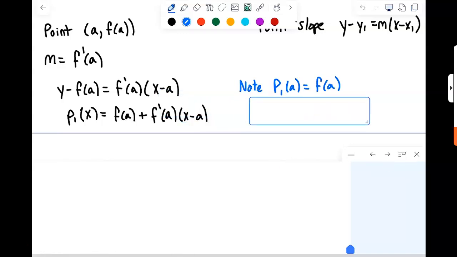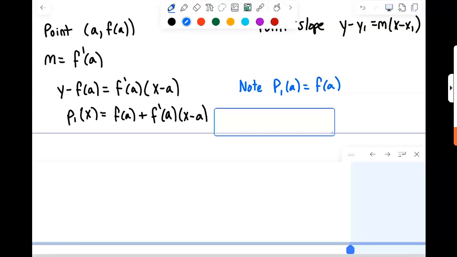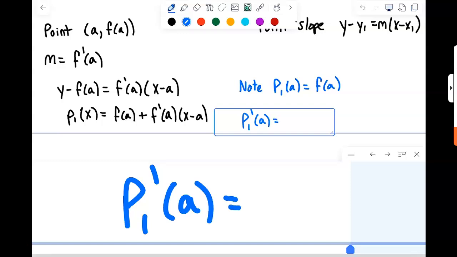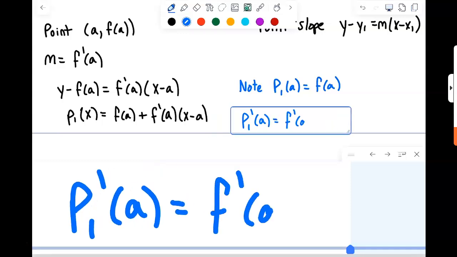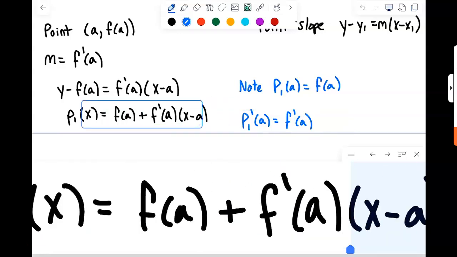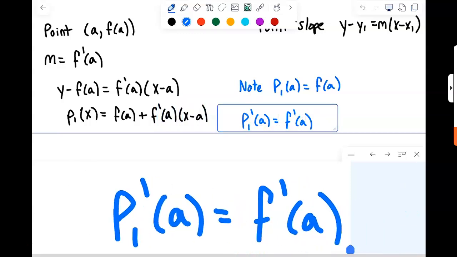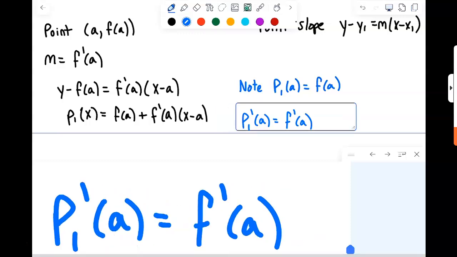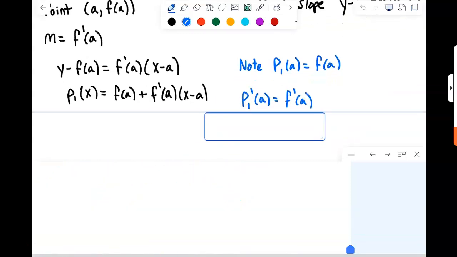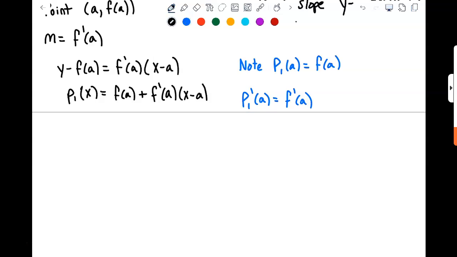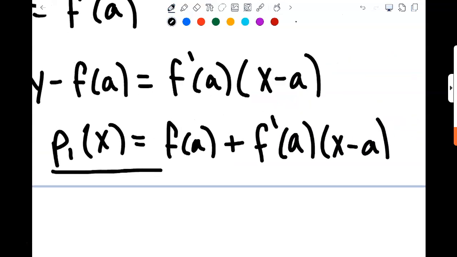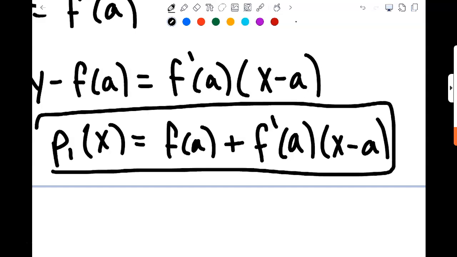And the second thing I want you to notice, that if you took the derivative of this thing, is that P1 prime of a also agrees with f prime of a. And that's because f of a is a constant, so its derivative will be 0. Derivative of x minus a is 1, so you'd have P1 prime of a is equal to f prime of a. So at those two places, at x equals a, they agree. Okay? So that is called the first degree approximation, or the linear approximation to the function.